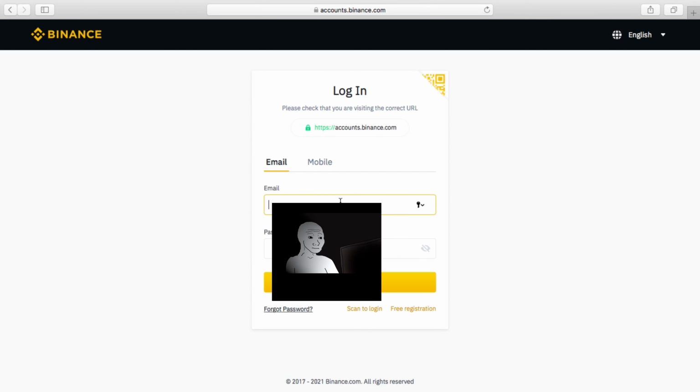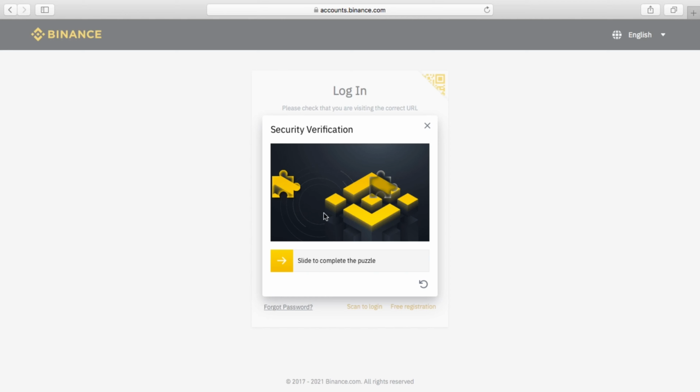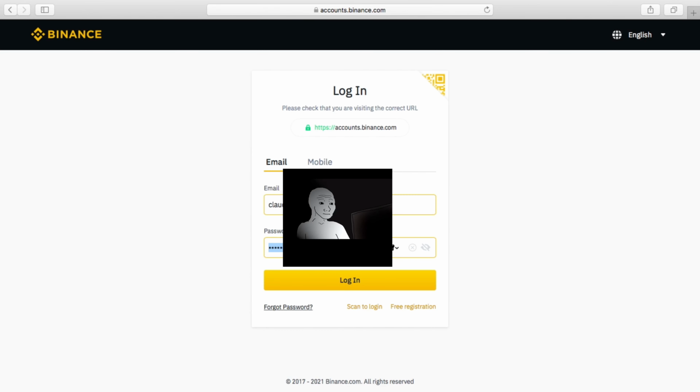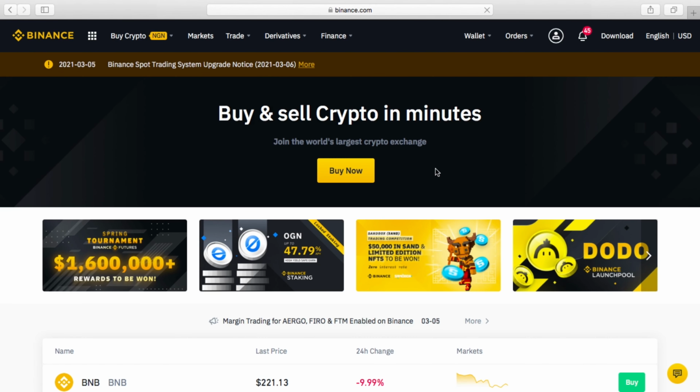So I have lots of accounts here, so I will use this. When most of you see this, you'll be like, what will I do? It's very easy. Whenever you see this puzzle, you just have to drag this piece into this place. Let it fit. If it doesn't fit, you'll have to try again. Let me just show you an example. It doesn't fit, you see, I have to slide the puzzle again. It must fit. It's just very easy. Just drag it there, and this is it. So let it load.